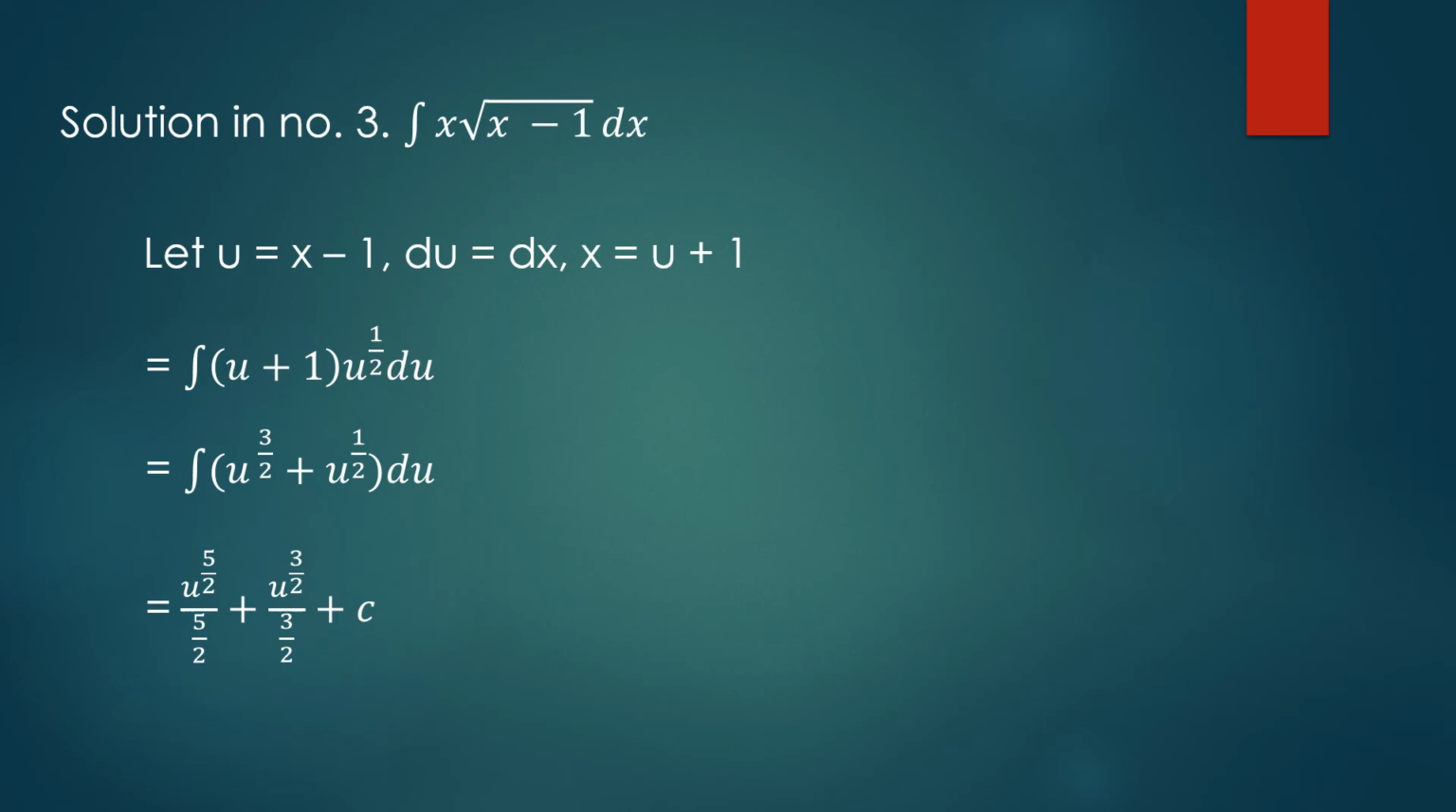The same quantity can also be found in the denominator part, which is 3 over 2 plus c. Then, getting the reciprocal of 5 over 2 and 3 over 2, we now have 2 over 5 u to the power of 5 over 2 plus 2/3. That is actually the inverse of 3 over 2. We have 2/3 or the reciprocal. So we have 2/3 u to the power of 3 over 2 plus c.